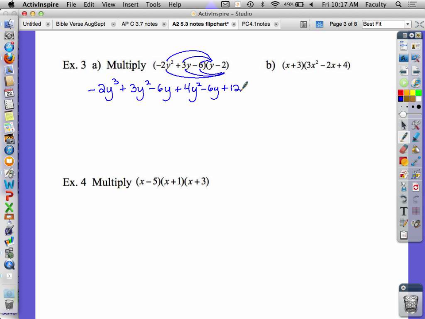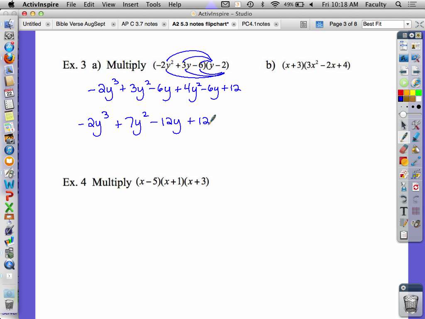Now let's collect like terms. I personally don't do the underline thing, but if that's going to work for you, please use it. Now something I want you to look at is my 6y's. Do they cancel? No. Why don't they cancel? They're both negative. What would I need to make them cancel? One is a negative and one is a positive. So I just want to point that out, okay? All right, negative 2y cubed plus 7y squared minus 12y plus 12.